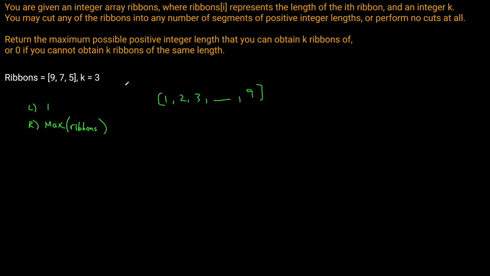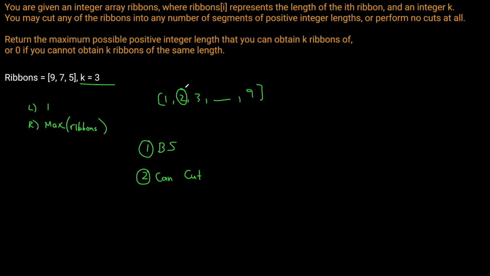What we want to do is essentially find the ribbon length that gives us the maximum possible integer length that we can obtain k ribbons of. So what we need to do again is, 1, set up the binary search. And 2, we need some sort of can-cut function that will tell us, if we use a ribbon length, say 2, can we cut at least k ribbons for that?